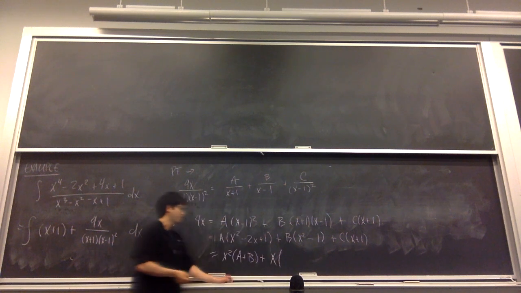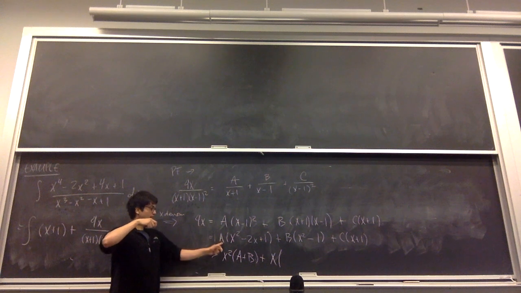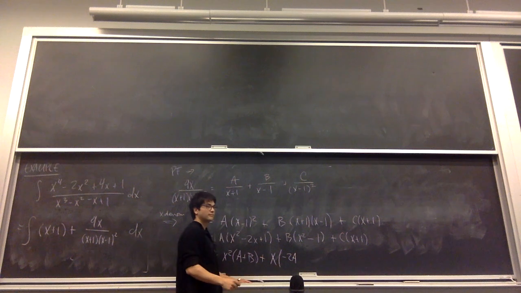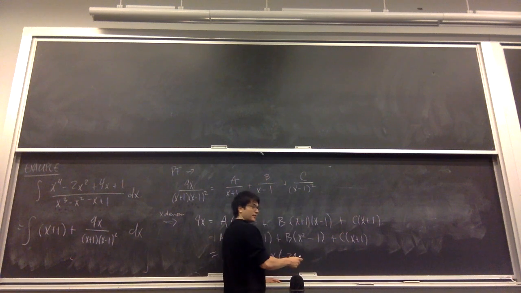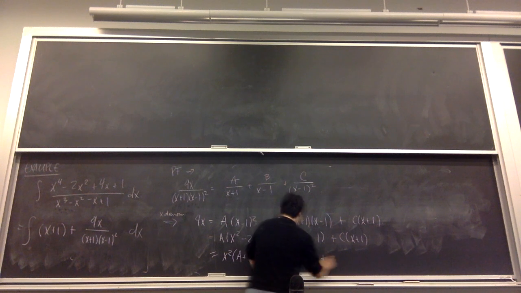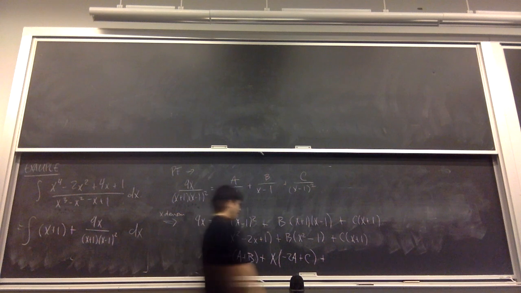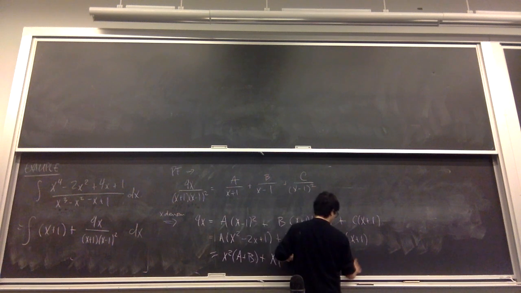Let's search for our x terms. How many x terms from here? Be careful. Negative 2a. How many x's from here? None. How many x's from here? Plus c. How many constants from here? a. Constants from here? Minus b. Constants from here? Okay.